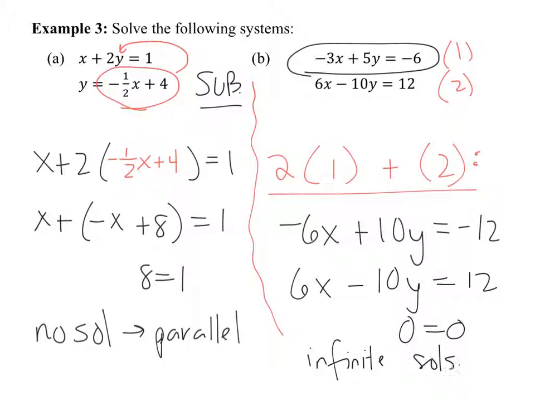If all your variables drop off and you get a contradiction, as we saw in chapter 1, there was no solution, the lines are parallel. Infinite solutions means those lines are what? It's the same line, the exact same line. Two lines that lie on top of one another intersect infinitely.